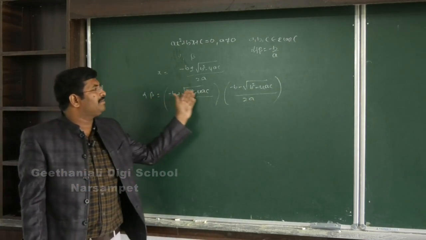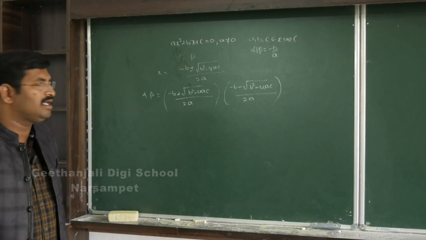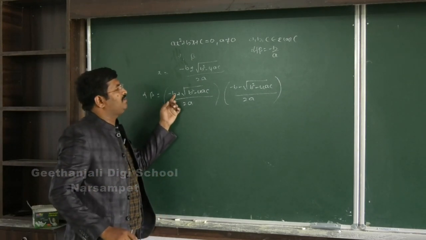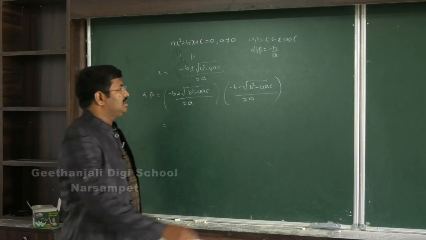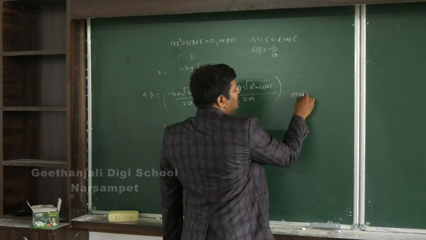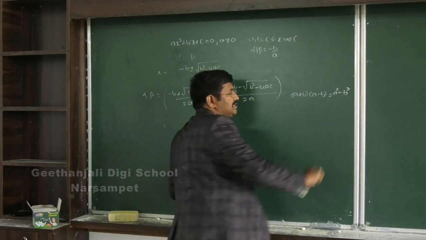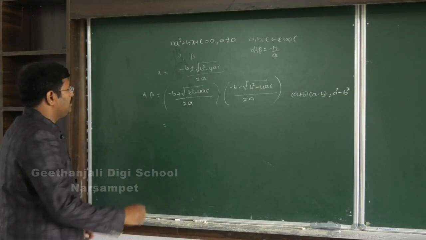Now this is in the form (a plus b) into (a minus b). Here a is nothing but minus b, and b is nothing but root of b square minus 4ac. Then (a plus b) into (a minus b) is equal to a square minus b square.